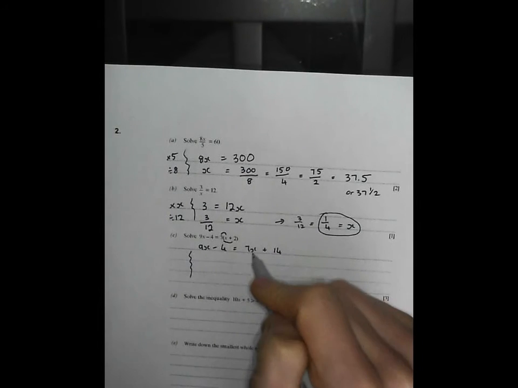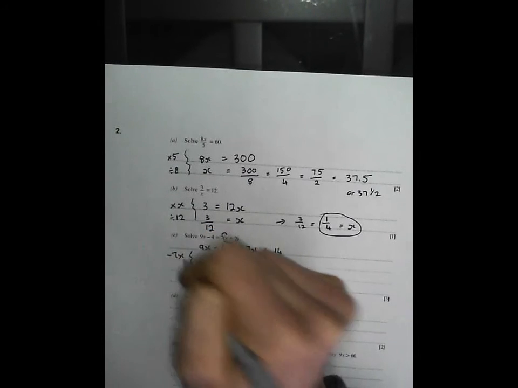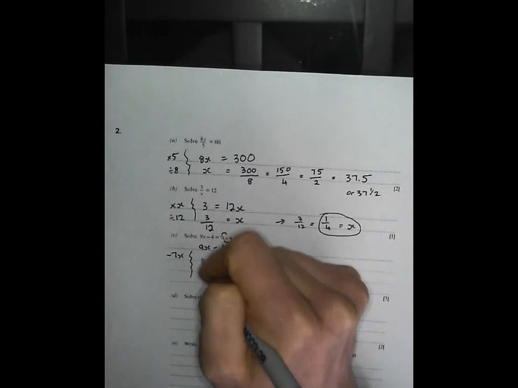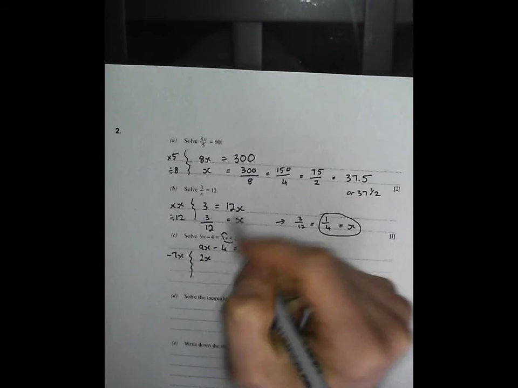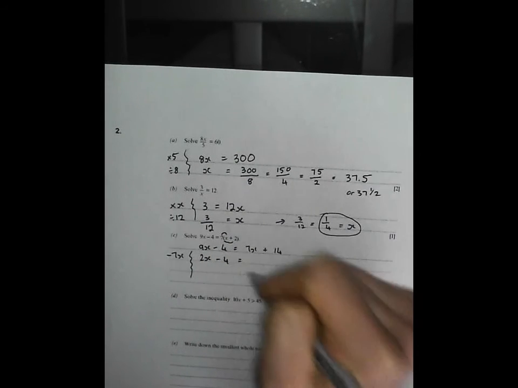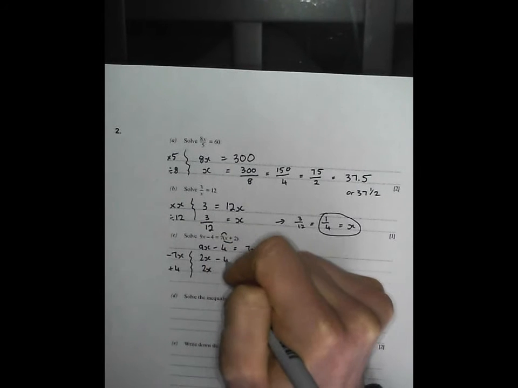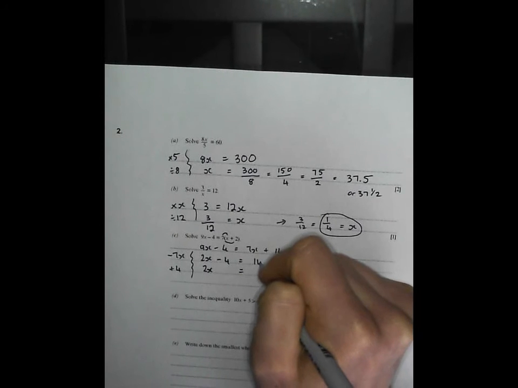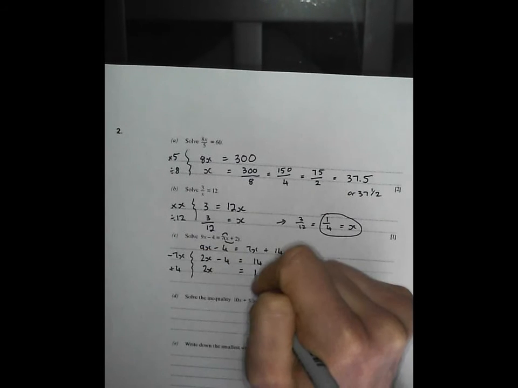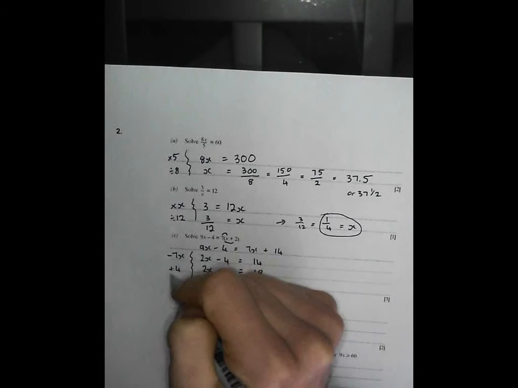So I don't want those 7x's over there, so I'm going to take 7x's from both sides. 9x takes 7x, leaves me with 2x's. I've still got my minus 4, and on this side I've still got my positive 14. Now I'm going to get rid of this minus 4, so I'm going to add 4 to both sides. So I've got 2x, my minus 4 and my add 4, they disappear. And on here I've got 14 plus 4, that's going to leave me with 18. And now I'm laughing. Divide both sides by 2, and I get x equals 9.